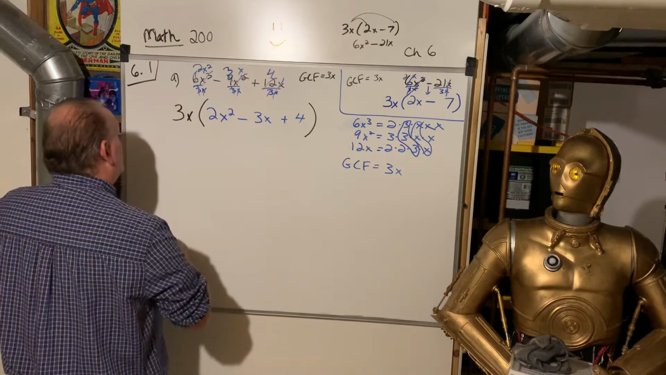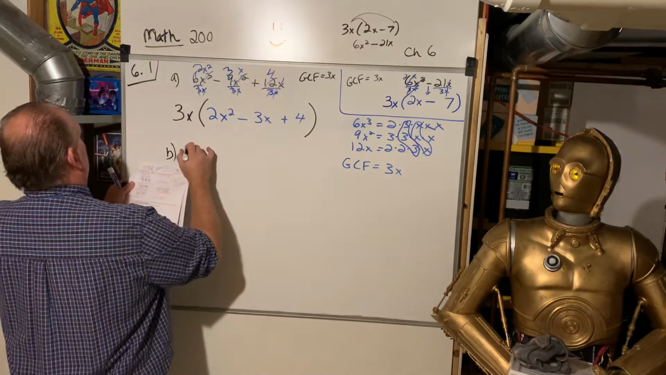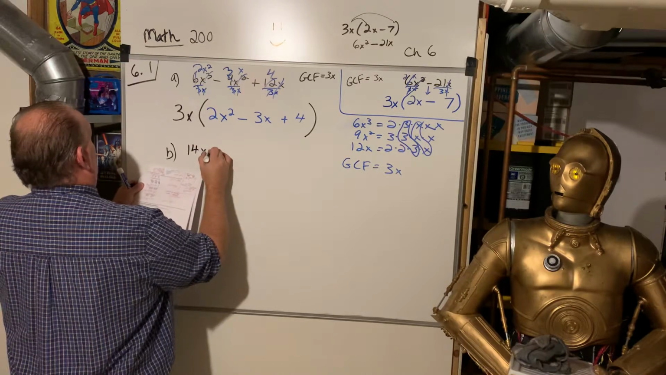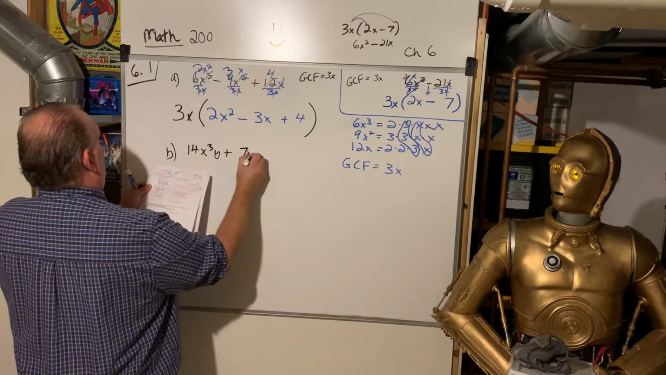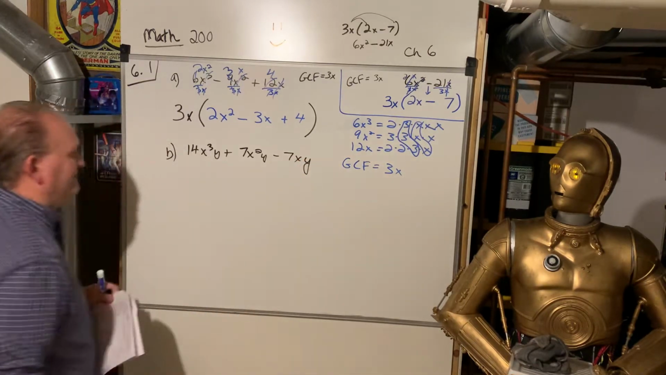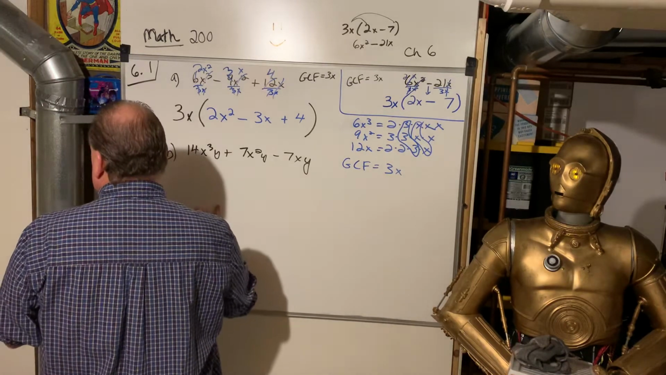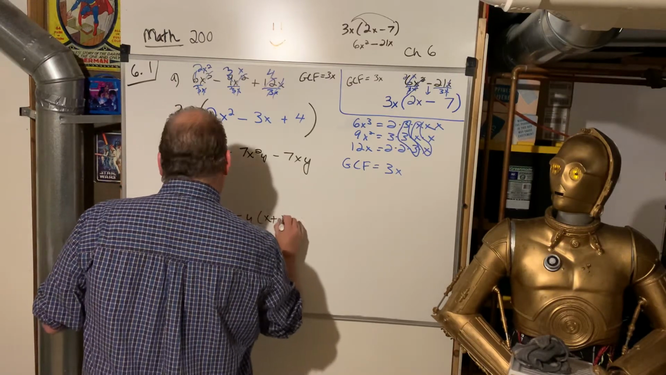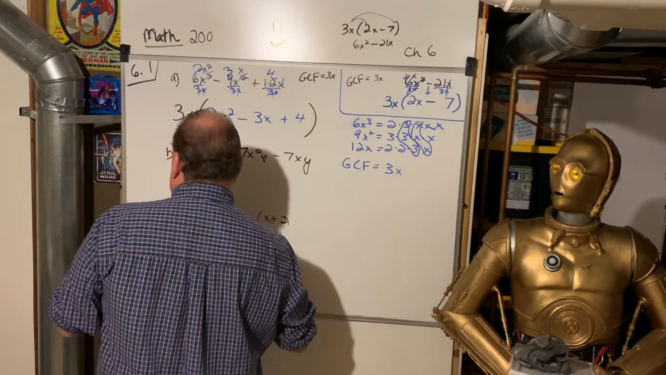All right, let's look at B. It is 14x to the third y plus 7x squared y minus 7xy. All right, and then here I'm going to write down C and D. So C is 6 times quantity x plus 2 minus y times x plus 2. And D is xy times y plus 1 minus y plus 1.